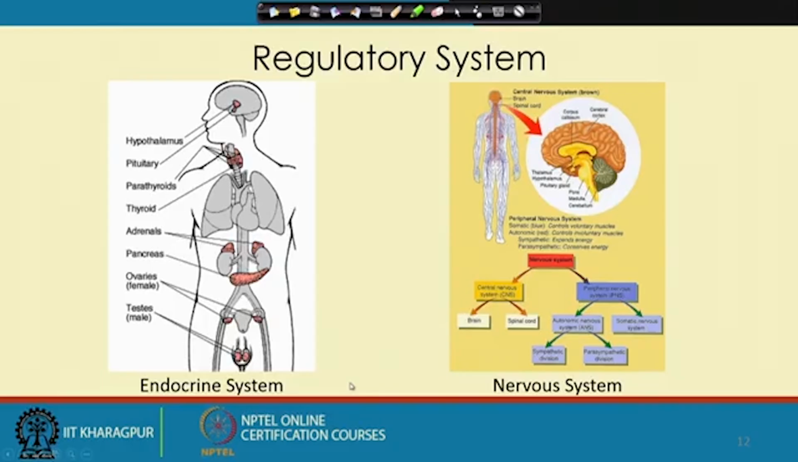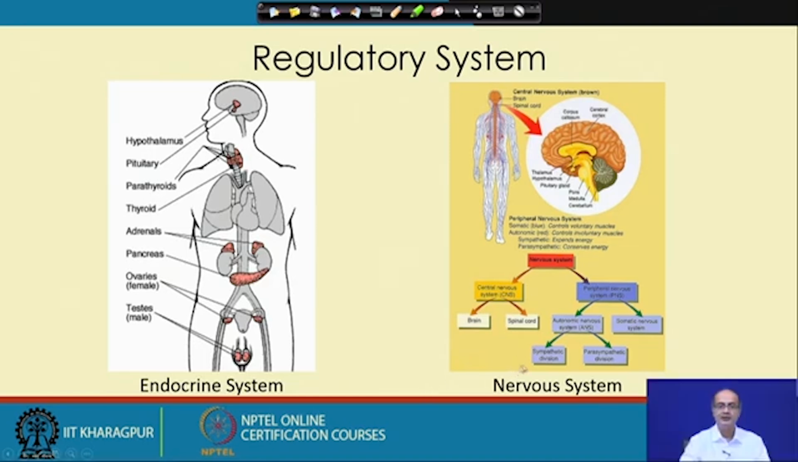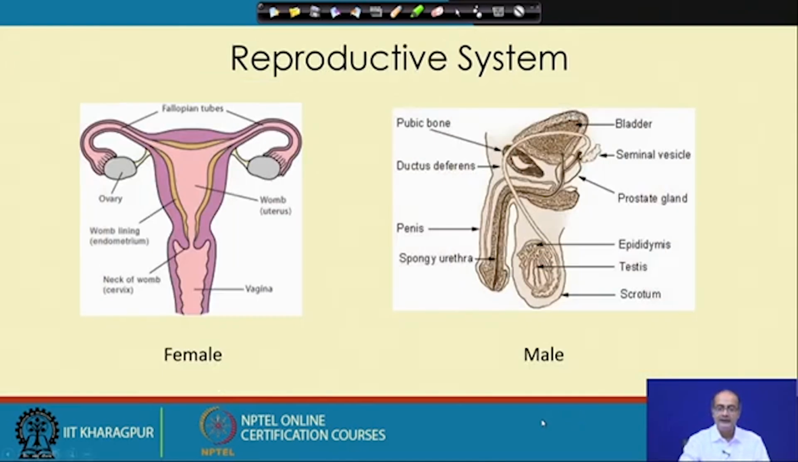So, that is very important, and it is a regulatory system without which we cannot live, because the heart will stop, our digestion will stop, and we will not be able to protect ourselves. And now, let us look at the next system, that is the reproductive system.